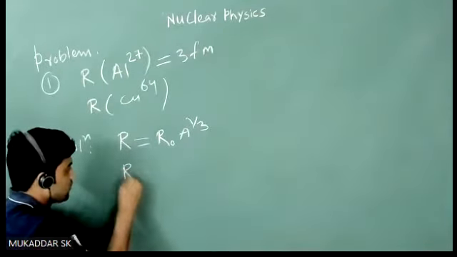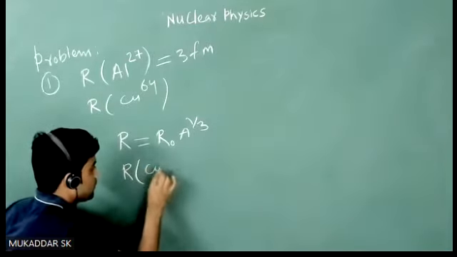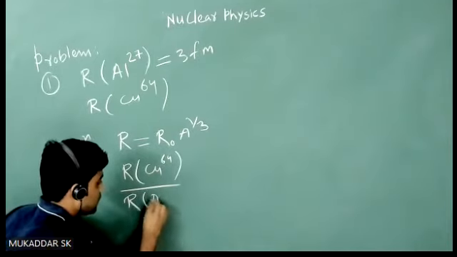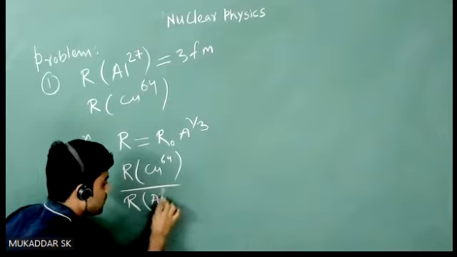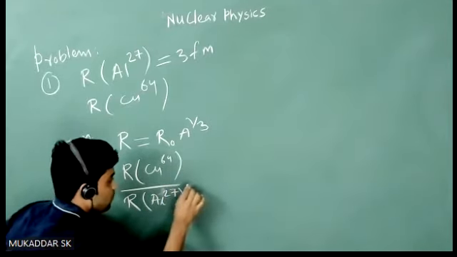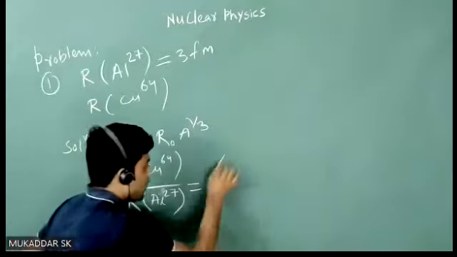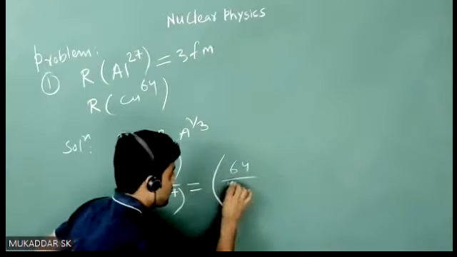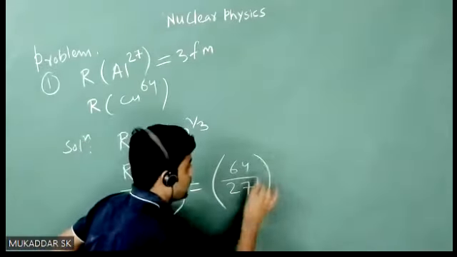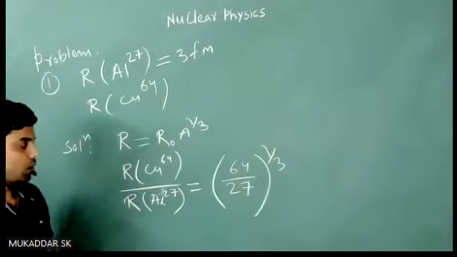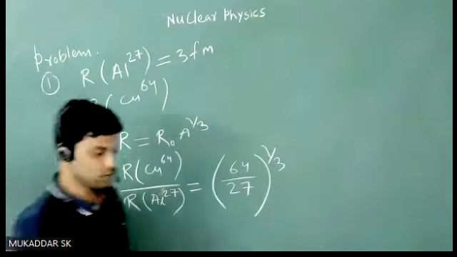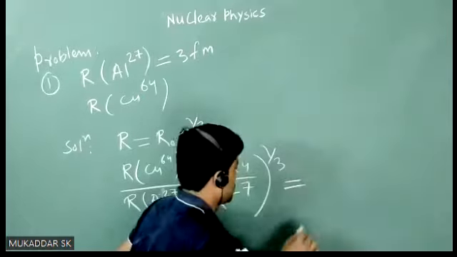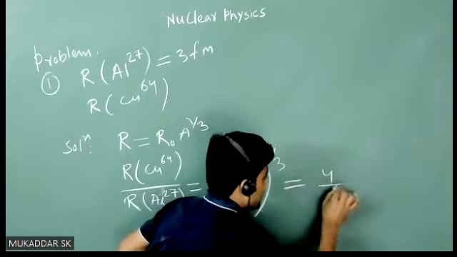So the radius of copper nuclei, its mass number is 64, divided by the radius of aluminum, its mass number is 27, will be simply the mass number of copper, that is 64, divided by the mass number of aluminum, and obviously that power will be 1/3. Okay. So it's very simple mathematics. So it's nothing but 4/3.